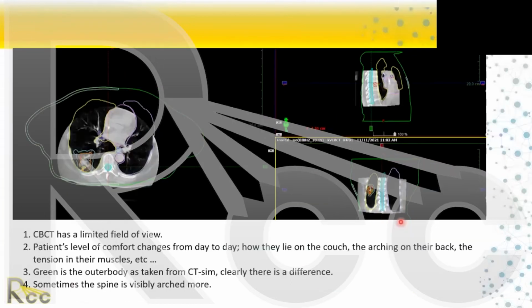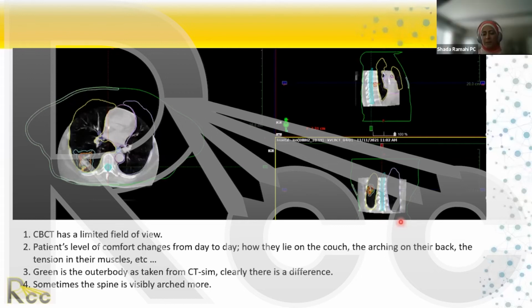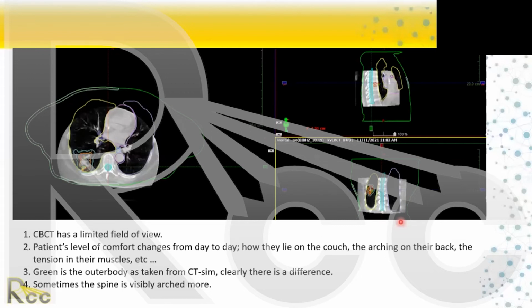Okay? A question coming: what was the tolerance of rotation angle for the 6-degree couch you can accept for SBRT? What do you mean with the tolerance? Mahmoud, can you elaborate on your question? Yeah, how much of the simulation?